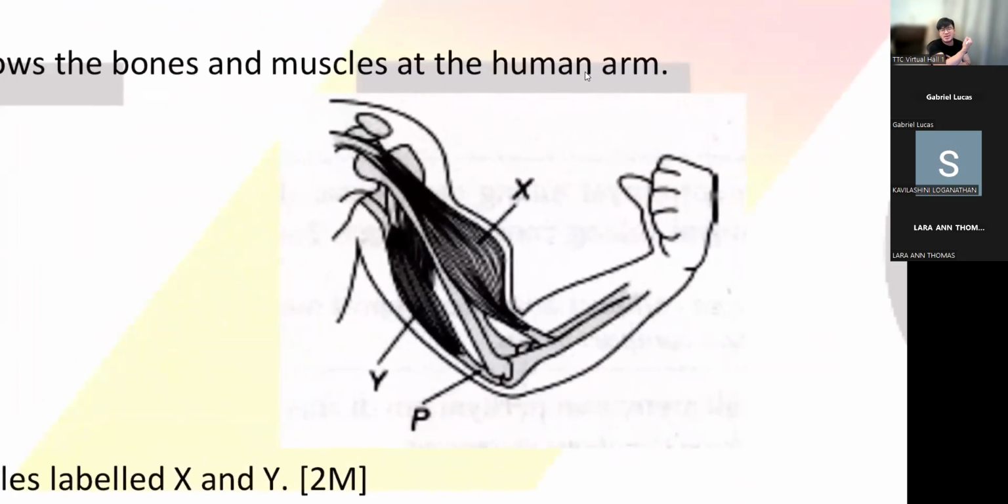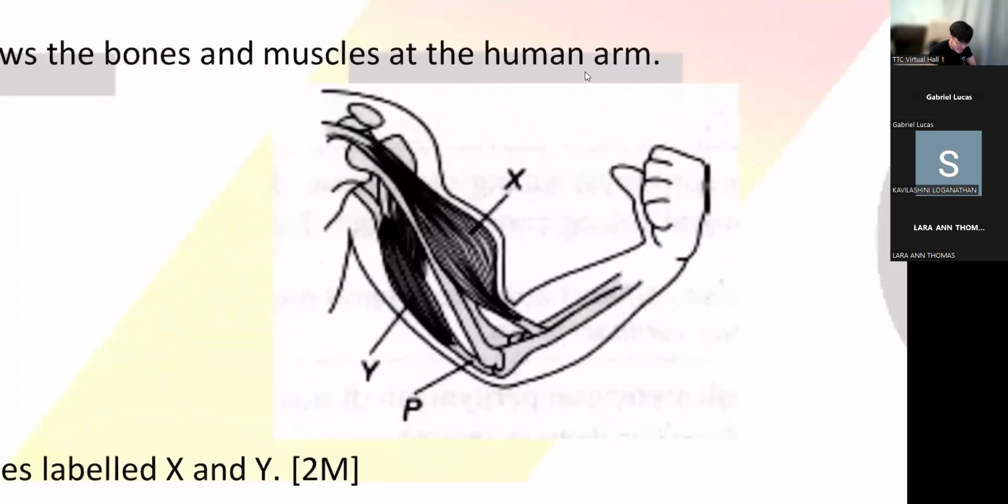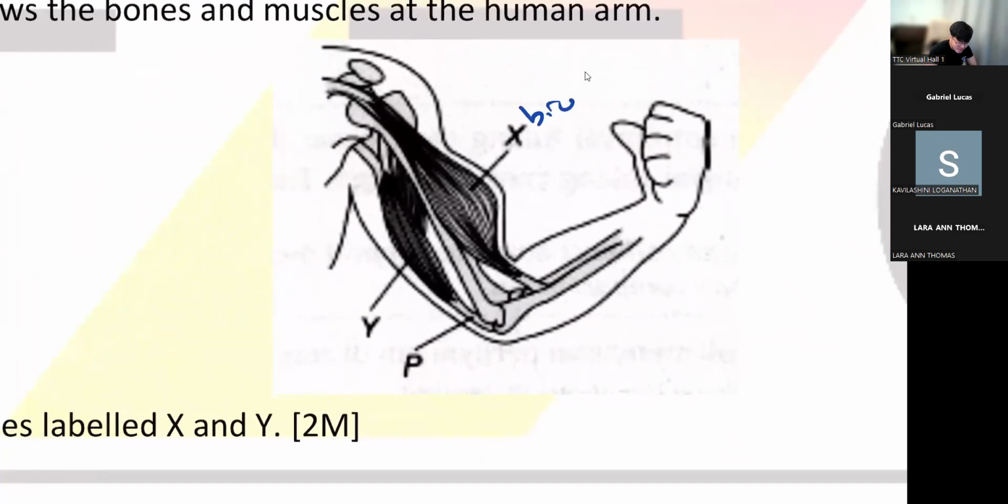So, guys, do you remember what muscles are these? What is this muscle called? Yes, thank you. This is your bicep. Okay, what about this? Yes, this is your tricep. Do you know what is P? What connects your muscle to your bone? When my muscle pulls, the muscle will pull on P and P will pull on the bone. Yes, that's the tendon.